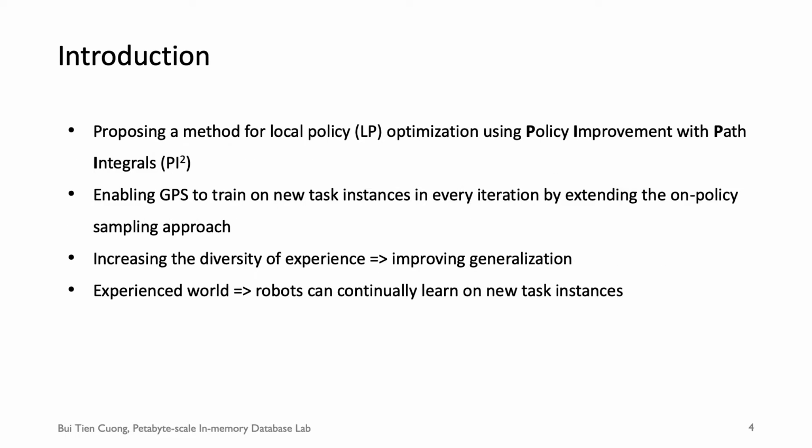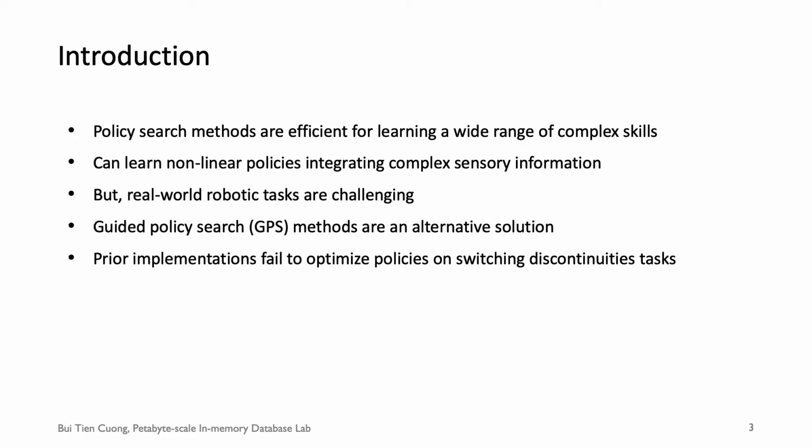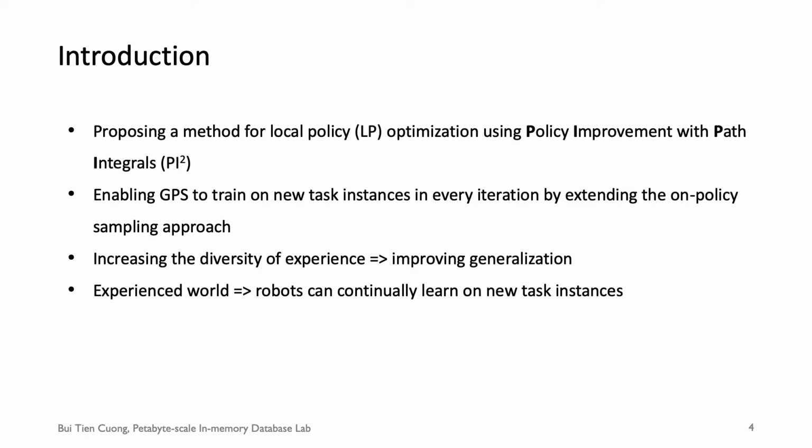pick-and-place objects. In the paper, the author proposed a novel method for local policy optimization using policy improvement with path integral, or P-squared. I denote local policy as LP for brevity. This method enables GPS to train on new task instances in every iteration by extending the on-policy sampling approach proposed in a recent paper named MDGPS. It increases the diversity of experience to improve generalization.